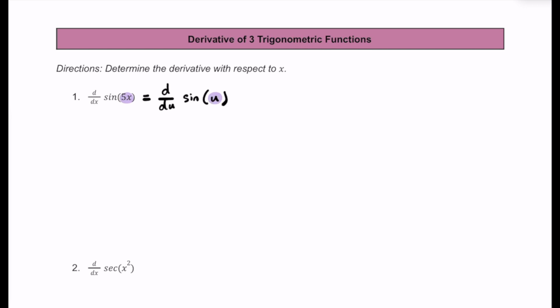So on the side, I'm going to say what our u substitution is. We're going to say u is going to be equal to this 5x. That being said, the derivative of u, or du, is going to be 5. So just temporarily, we're going to replace this 5x with this u. And so let's just see if we're going to find the derivative of just sine of u.